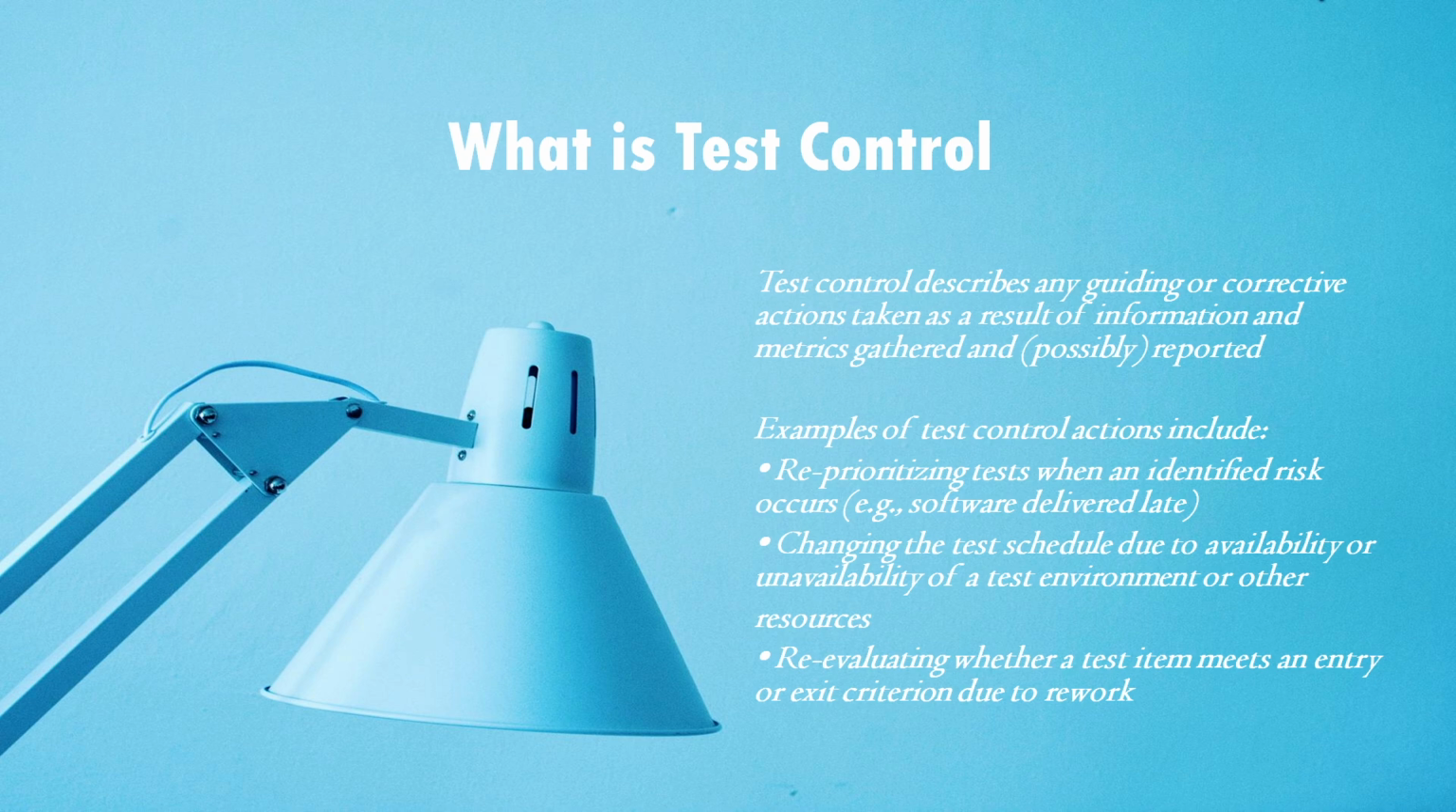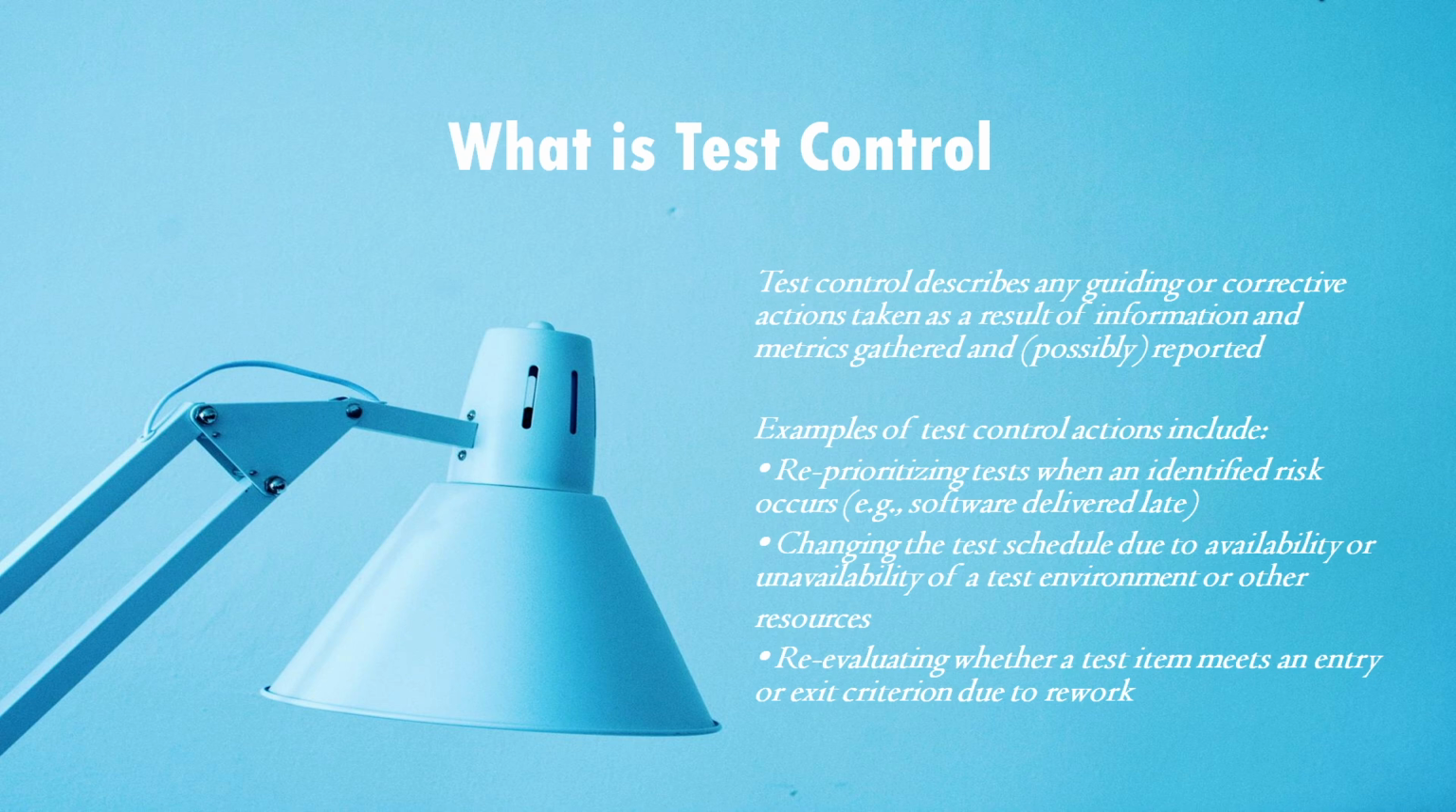Another control action is changing the test schedule due to availability or unavailability of the test environment or other resources. Worst case, if something is not working, we need to change the test schedule itself. Sometimes the environment is not available. As I said, there may be a server where we host applications, and that server is not available due to some other reason which business or clients cannot handle either. What should you do? You have to change the schedule, resources and everything.